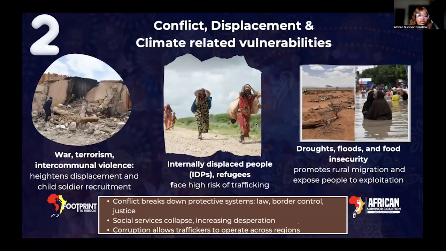Now, another major driver of human trafficking across our continent is the combination of conflict, displacement, and climate-related vulnerabilities. As some of us might know, where there is chaos, traffickers thrive.